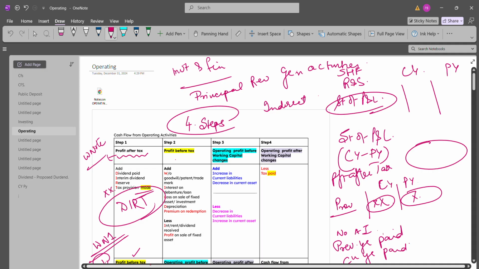Now we use this amount of profit before tax, which is profit after tax plus DIRT. We add to this basically WILD. Other things are also there, but the main ones are WILD. W stands for writing off of goodwill, patent, trademark, that means decrease in these. I stands for interest on debenture, loan, etc. L stands for loss on sale of fixed asset or investment. When we were doing investing activities, we were saying that we may sell an asset or liability at profit or loss. Loss is added, and obviously profit should be deducted.